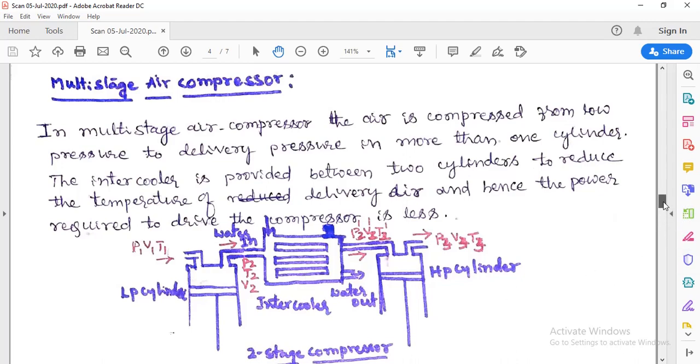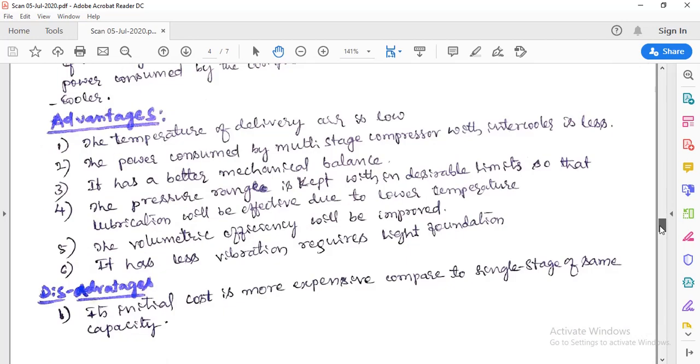And what are the advantages? The temperature of the delivery air is low. That is, the air leaves the compressor at low temperature compared to the compressor without intercooler. And the power consumed by the multi-stage compressor with intercooler is less. I have already explained it.